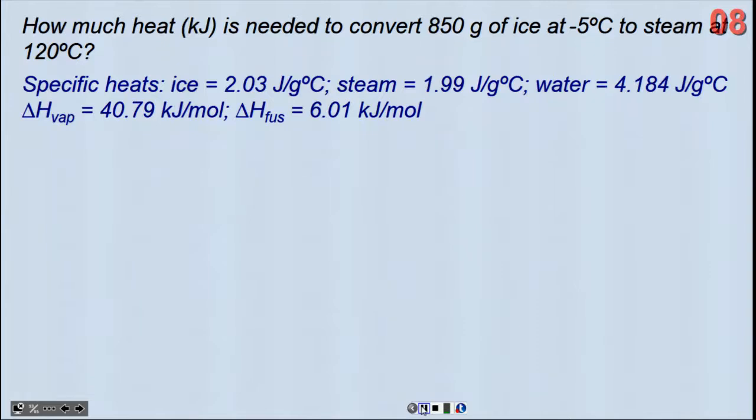First of all, there are different specific heats. There's one for ice, and there's one for steam, which are unfamiliar to us, but the one for water we have seen before. They're always joules per gram degree Celsius for the typical units we see. Then in addition to that, you need some heats of vaporization and heats of fusion. Those each will have their place in this calculation.